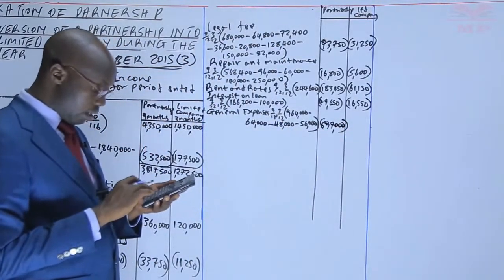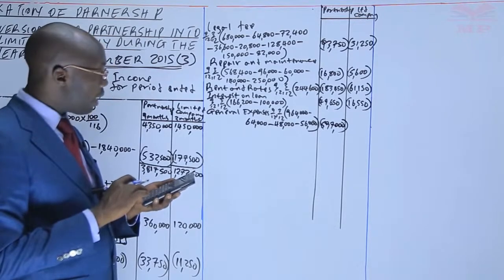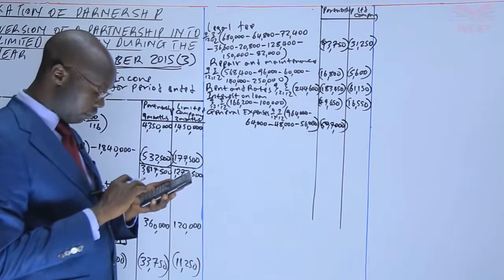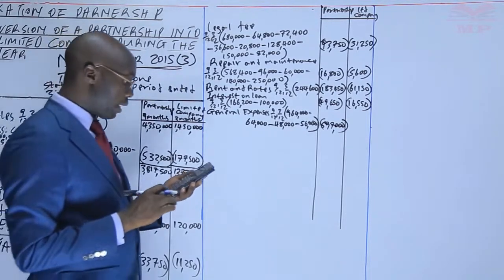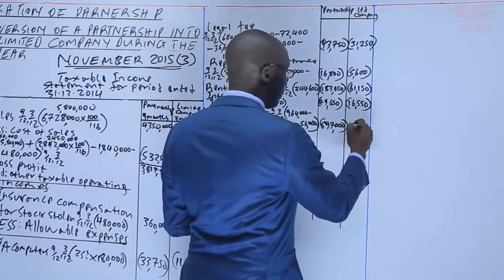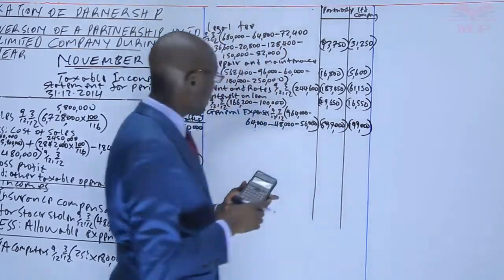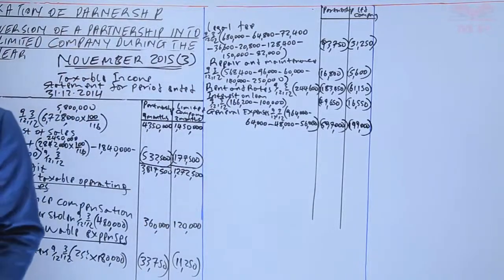796,000 times 3 over 12, 199,000. Deduct from there. Then we continue.